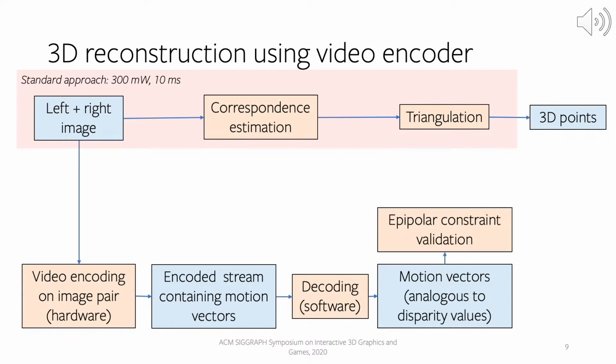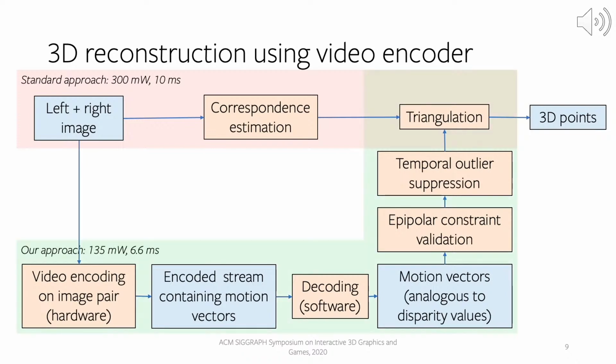We then check the motion vectors for epipolar consistency and reject those which fail the consistency check. We then apply an additional outlier suppression step, which we will discuss in subsequent slides. We then triangulate the inliers returned from the outlier suppression and obtain the 3D points. Our approach is more efficient than the standard approach for stereo matching, as we will see in the next slide.